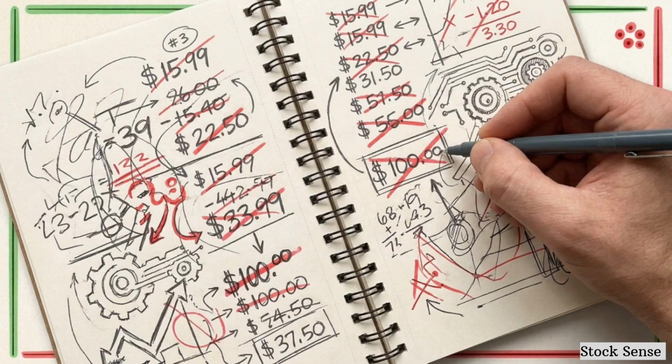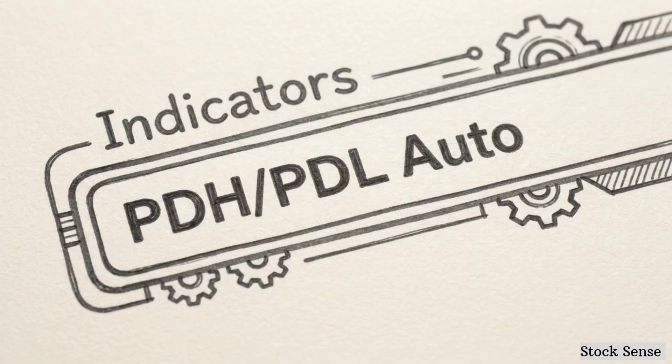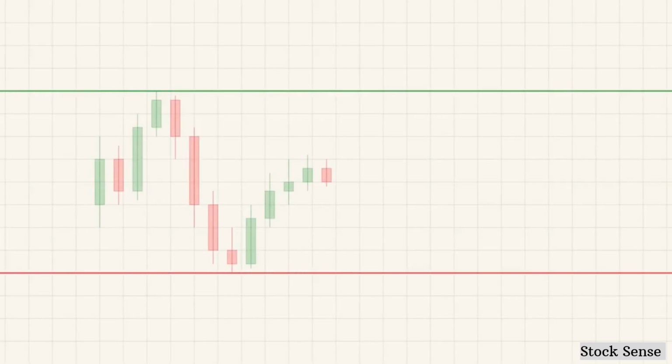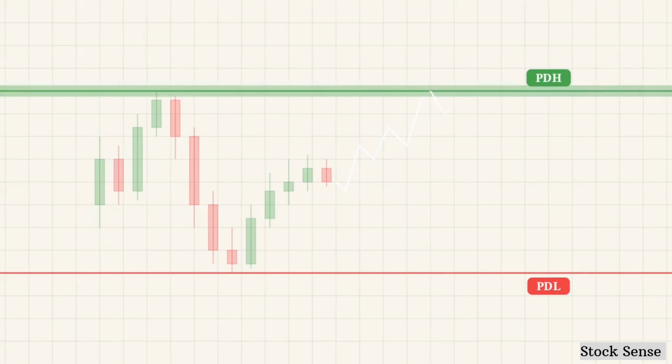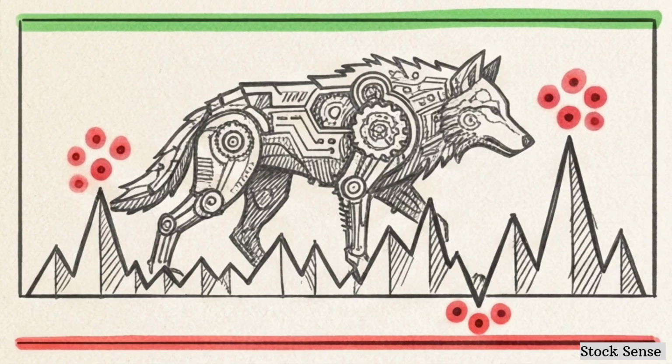Manually tracking these levels every day is time-consuming and leaves room for oversight. To streamline the process, go to the Indicators tab and search for previous day highs and lows. This will automate the levels on your chart instantly. Price frequently gravitates toward these two boundaries because institutional algorithms are programmed to execute orders in these high-volume zones. These two lines define your field of interest.